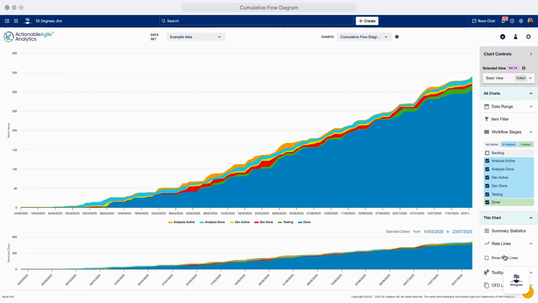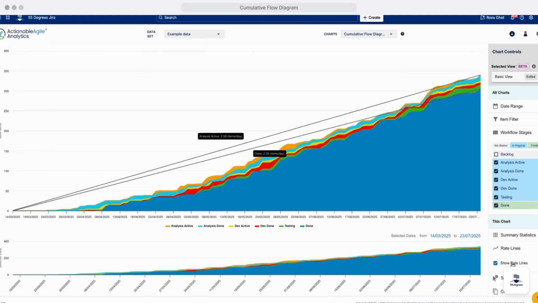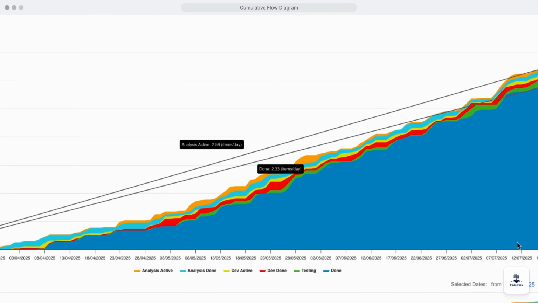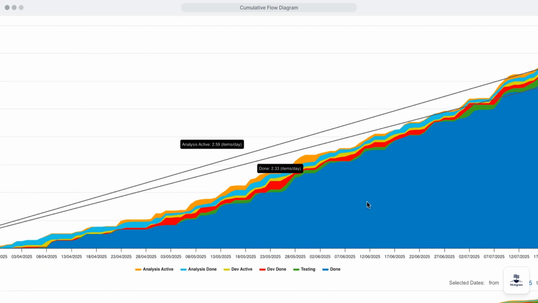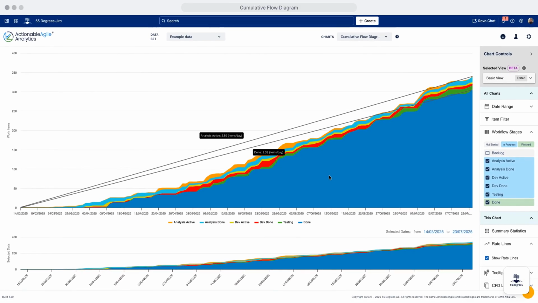To further understand your process, you can analyse the slopes of the rate lines. Parallel lines indicate that the entry and exit rates of work are consistent, showing that the system can keep up with demand. Diverging lines suggest that the system is taking on more work than it can complete, resulting in a backlog. Conversely, converging lines indicate that the system is completing more work than it is taking in, leading to a surplus of completed items.